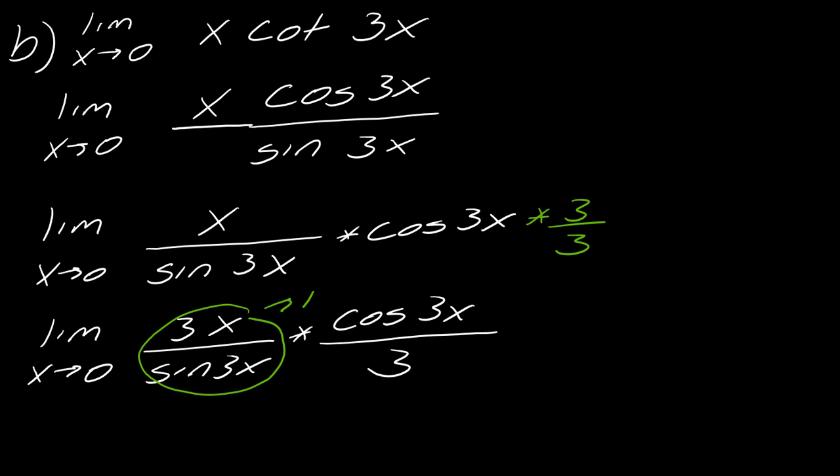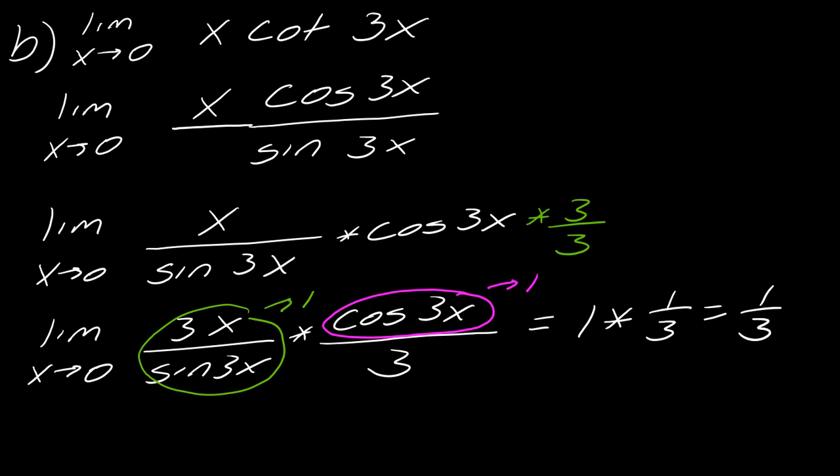Now, for this other part, I really just have to think about what's happening with the cosine of 3x. So what is cosine of 0? It's 1. So this whole thing then is going to come out to 1 times 1 over 3. So this equals 1/3. And so that's it for this one.